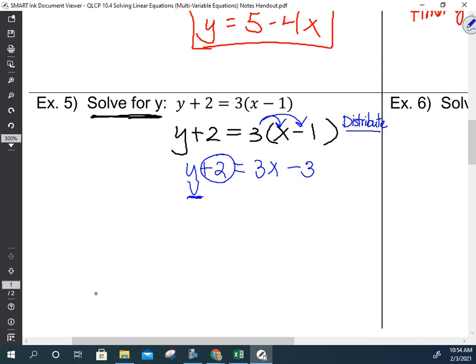So something with plus is going to happen at plus 2. That would be a subtraction from both sides. So y equals 3x. So we have negative 3 minus 2. So that gives you minus 5.